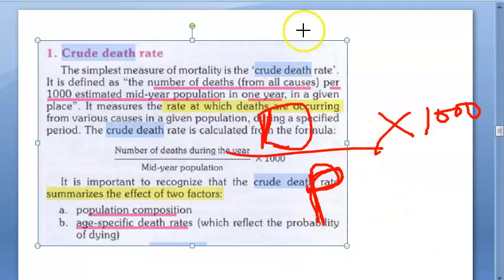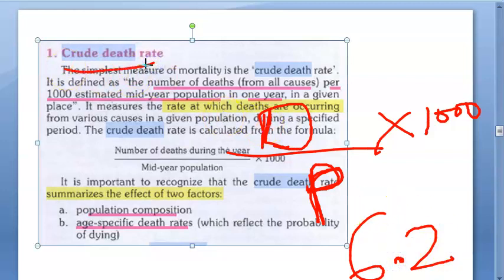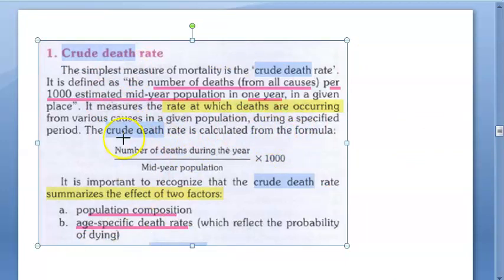Okay. Currently for India, what is it? There are 6.2 people dying for every 1000 population. This is crude. You don't know the age of these people who are dying. You have no idea about the cause. You don't know anything. So here you are summarizing two things: the age-specific death rates, you're putting them together, and population composition. You're adding everything, men, women, everything, and you're getting a crude death rate. Currently, what is it in India? 6.2 per 1000 population. Very good.